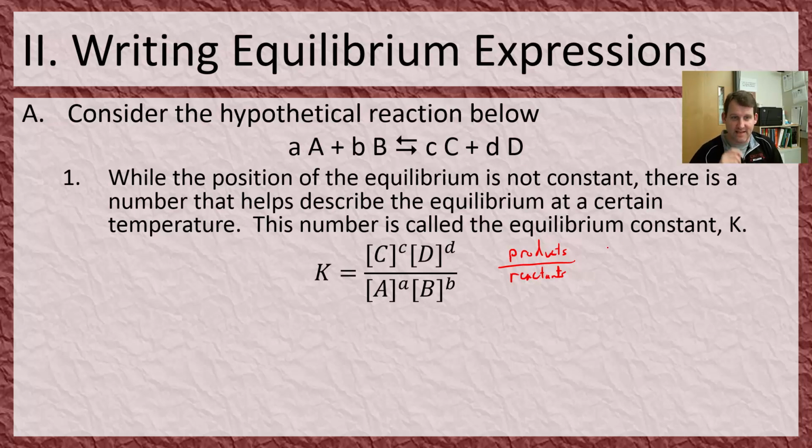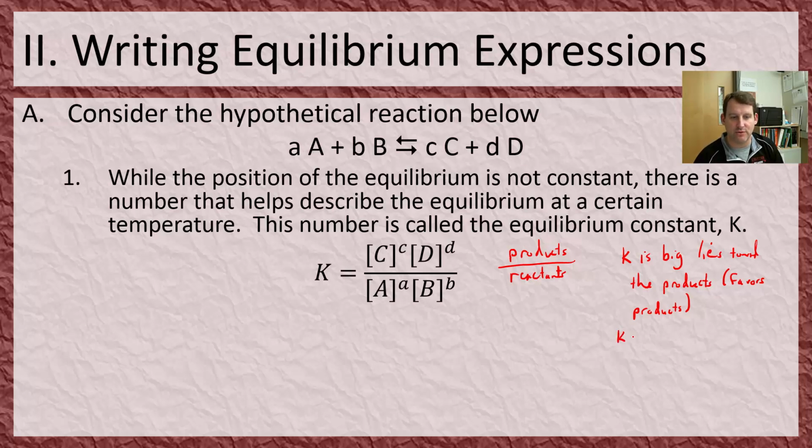Now what that means is if K is big, that means this number on top must be bigger than this number on bottom, and the equilibrium lies towards the products. Or you could say it as the equilibrium favors products. So if this K is really big, that means you have a whole bunch of products and very little reactants. That reaction would look like an only forward reaction. It would look like all the reactants got consumed and just made products.